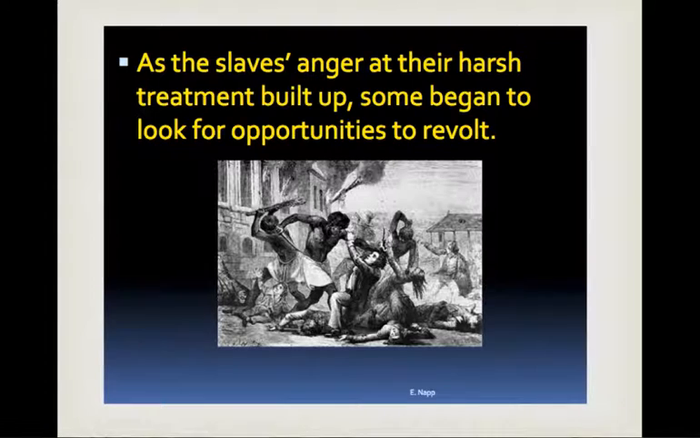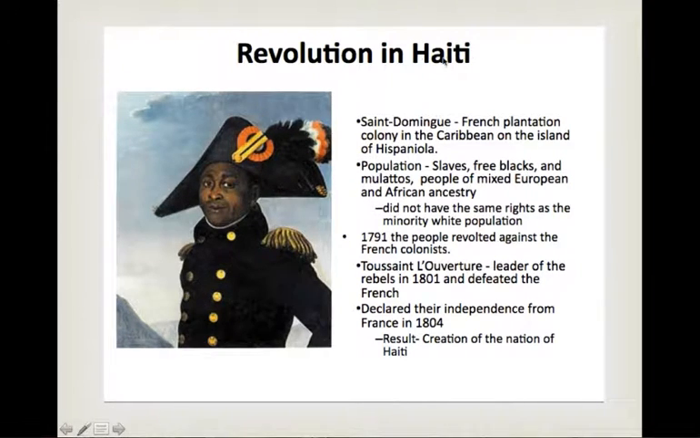As the slaves' anger at their harsh treatment built up, some of them began to look for opportunities to revolt. So this is when they start planning, and they're sneaking food, and they're sneaking messages to one another. This is a picture of someone who is going to be very important in the fighting coming up, Toussaint Louverture, and he is the leader of the rebels that starts the uprising.